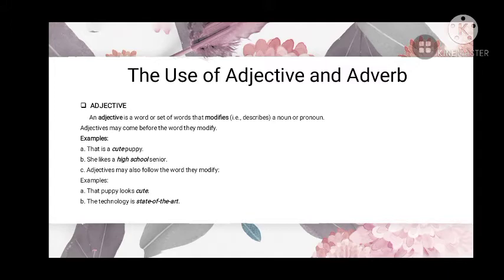The first one is the use of adjective and adverb. Adjective. An adjective is a word or a set of words that modifies, in other words, describes a noun or pronoun. Adjectives may come before the word they modify. For example, that is a cute puppy. She likes a high school senior. Cute and high school are adjectives.